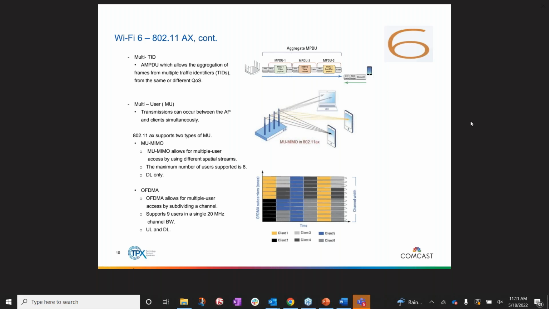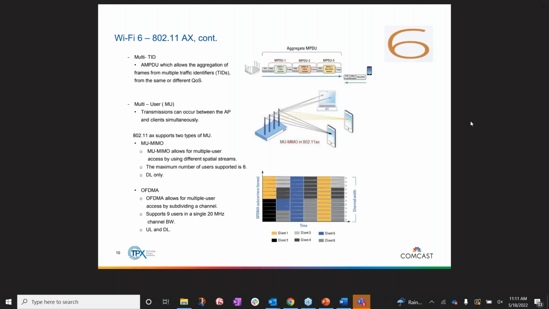Okay, so another feature we have is multi-TID traffic aggregation. TID is a traffic identifier, where we can aggregate multiple traffic. 11n introduced the concept of aggregation at the MAC layer or the physical layer. But although it has it, there is a set of conditions for doing a MAC aggregation.